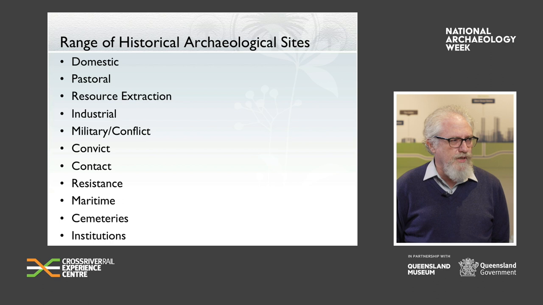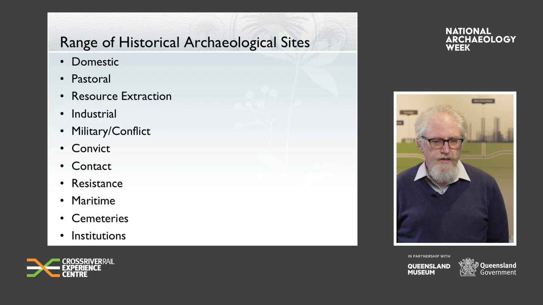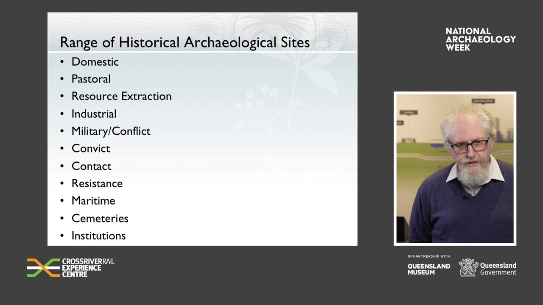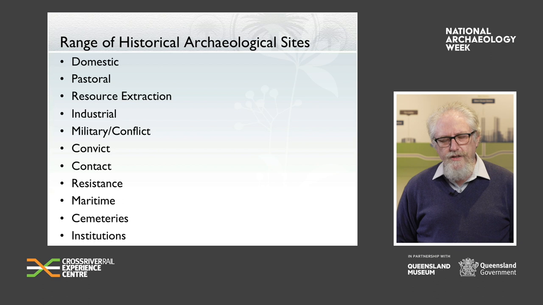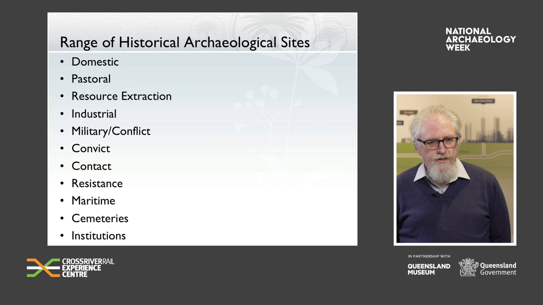And the kind of places that we look at are domestic places like township sites or homesteads. We look at pastoral and rural industries, resource extraction like gold mining or tin mining or timber getting, industrial sites, sites of military or conflict. There's been a recent study in Queensland on the Native Mounted Police and some of the Native Mounted Police camps in Queensland. We obviously look at convict sites.